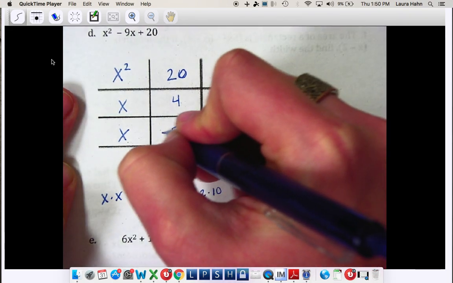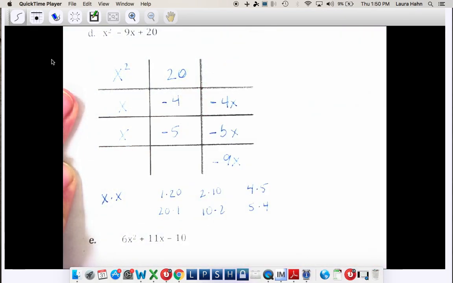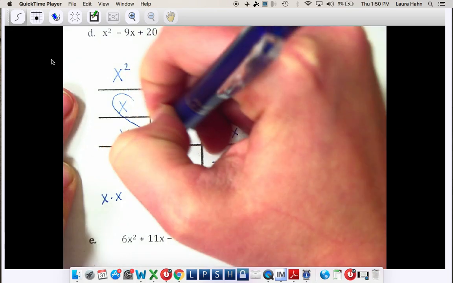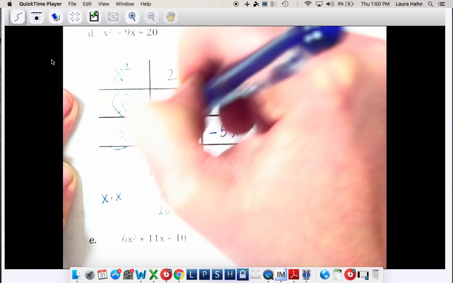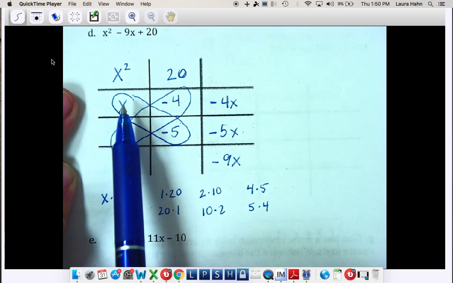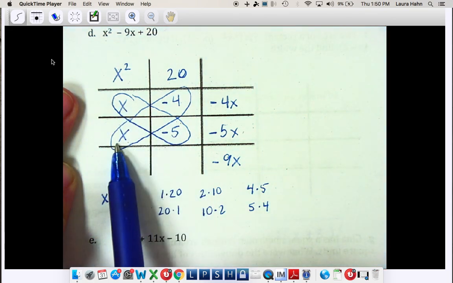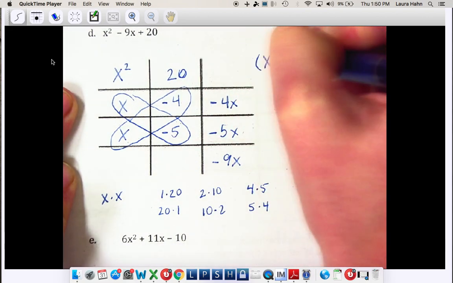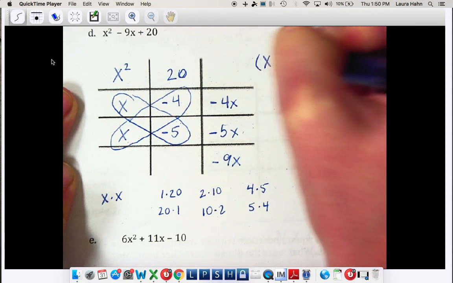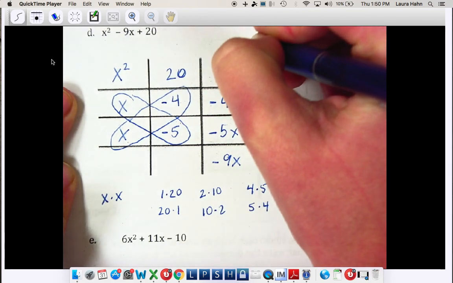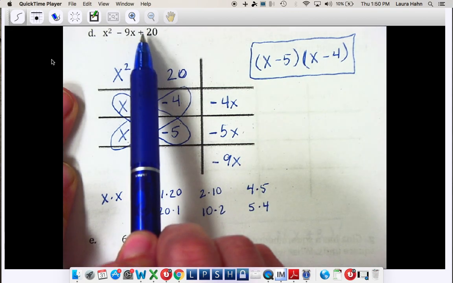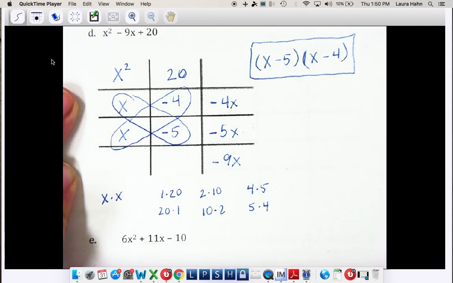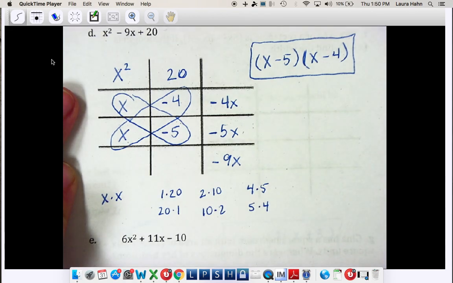So I know a minus sign goes here. A minus sign goes here. Do our cross butterfly thing to find the factors. So my factors would be x minus 5 times x minus 4. Notice we said at the beginning our signs would be the same and they would both be minus signs. Minus, minus. Cool. And you can always check yourself by doing the double distribution and making sure that this matches whatever you get when you double distribute.